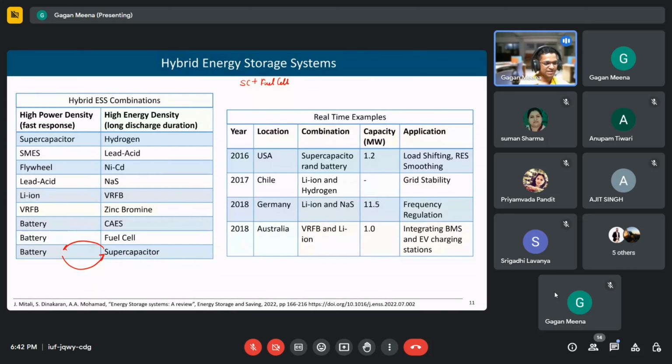Battery response, in comparison to fuel cell or compressed air energy storage, is slower than supercapacitor. In comparison to these two, battery is fast, quite fast. Within a millisecond also it can work. But compressed air is slow. Fuel cell is even slower than that. Compressed air is a mechanical system also.